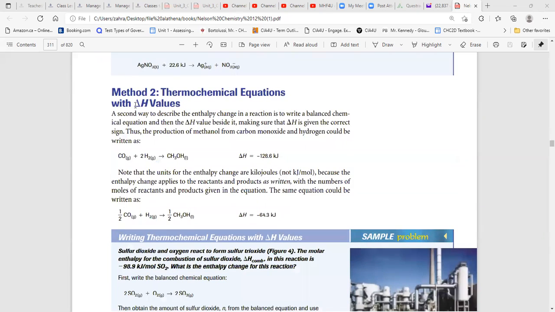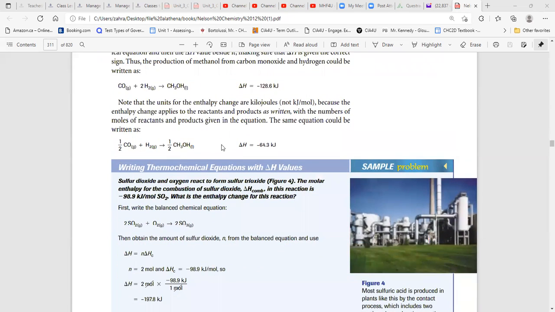Method 2, when you have the enthalpy written beside your reaction equation. So this is a reaction equation. Delta H means this much energy is released because it's negative. Here's another one. If you divide each term by 2, you have to divide the delta H by 2 as well, right? So every term here you see is divided by 2.